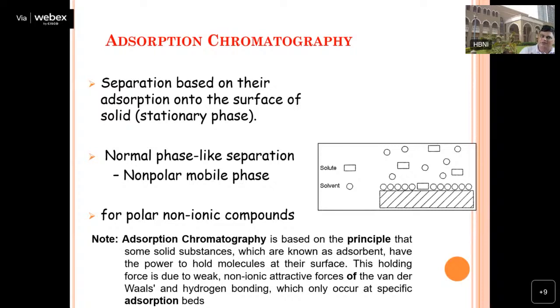So the separation is based on the adsorption on the surface of the solid, that is the stationary phase, and the normal phase is used for such separations. In this, a non-polar mobile phase is used for polar non-ionic compounds. This is how we utilize adsorption chromatography.